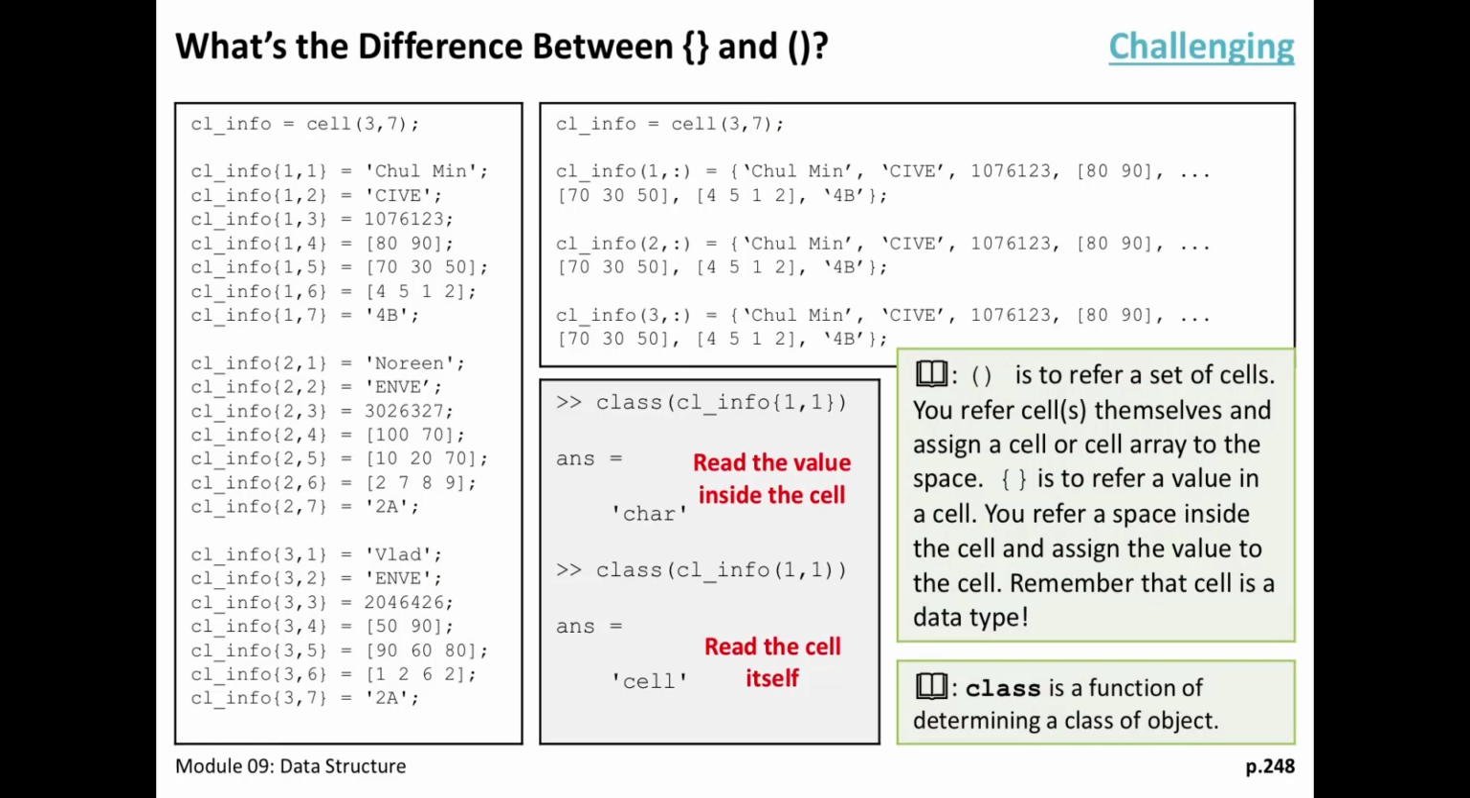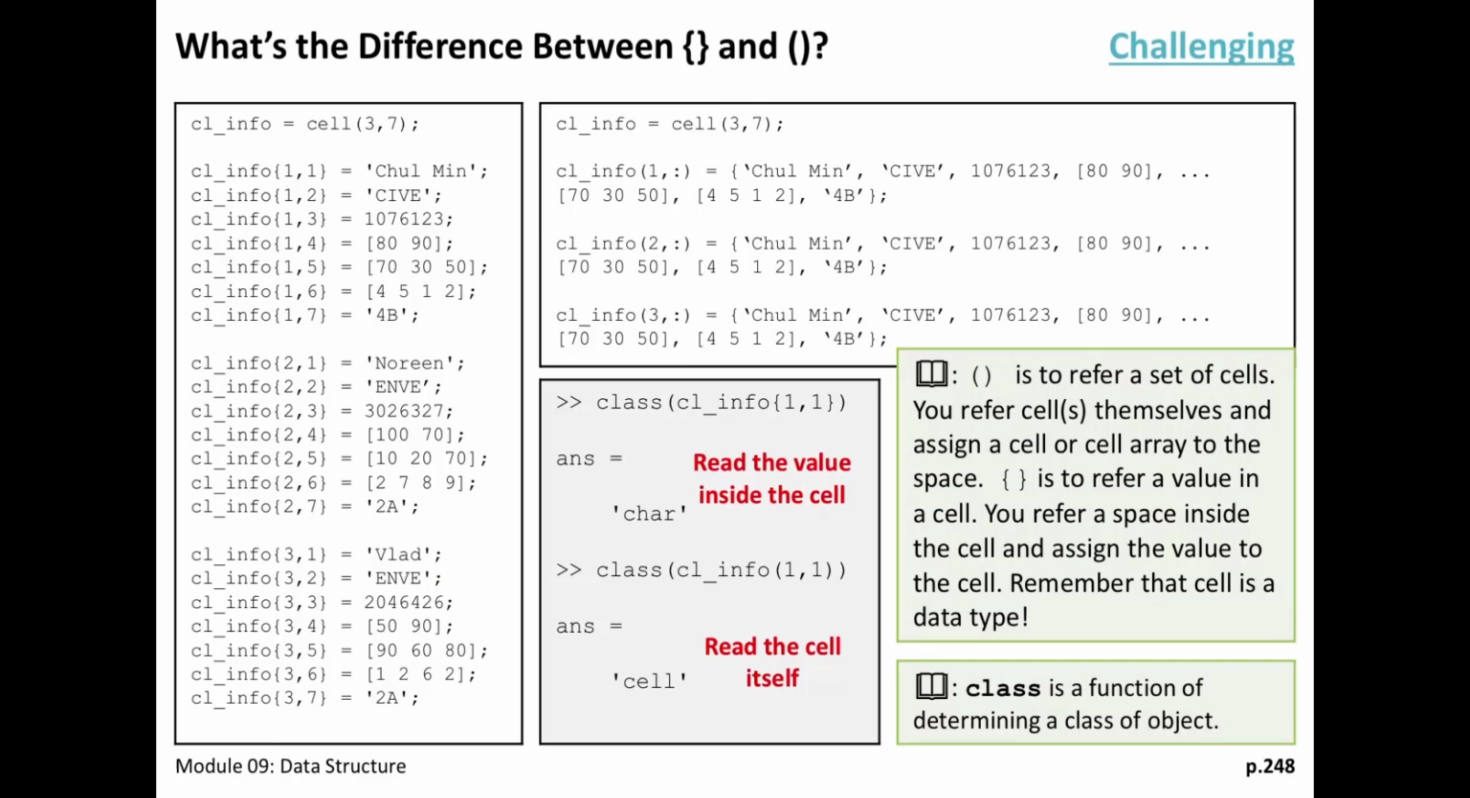Parenthesis is to refer the set of the cell. You refer the cell themselves and assign the cell or the set array to the space. And also you need to assign the cell if you refer the cell using this parenthesis. Okay? On the other hand, curly brace is to refer the value space in a cell. You refer the space inside of the cell and assign value to the cell.